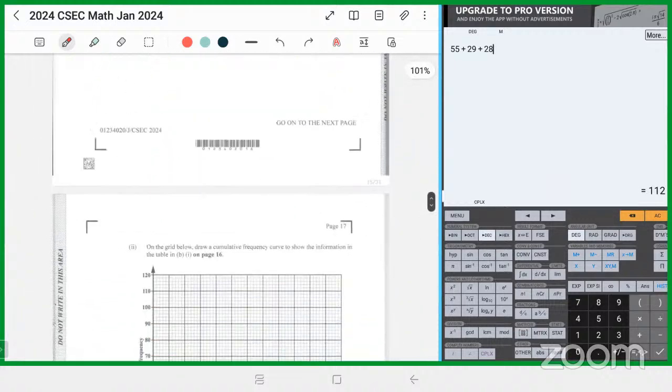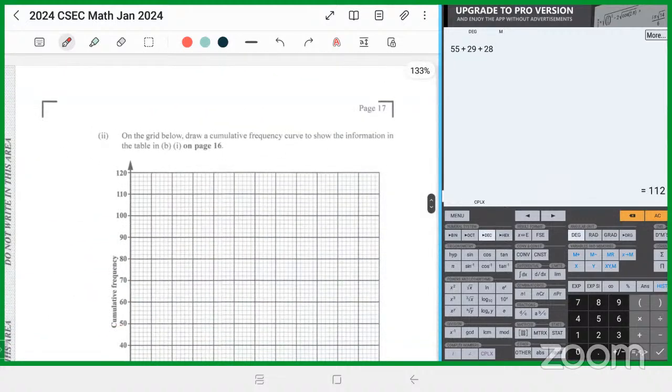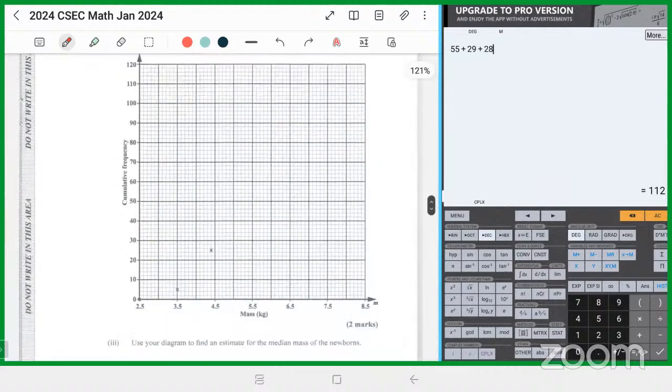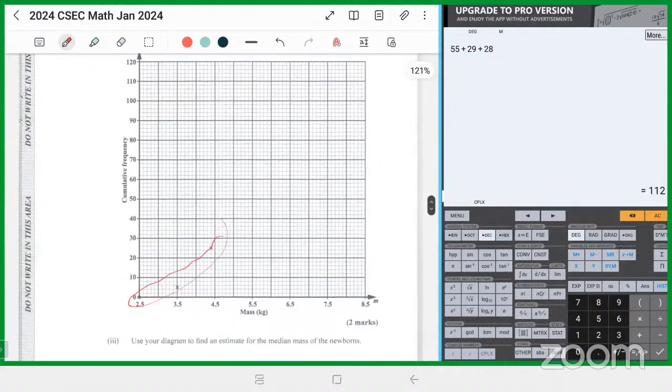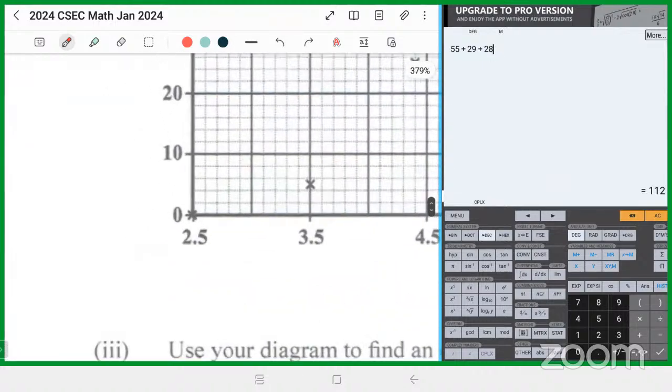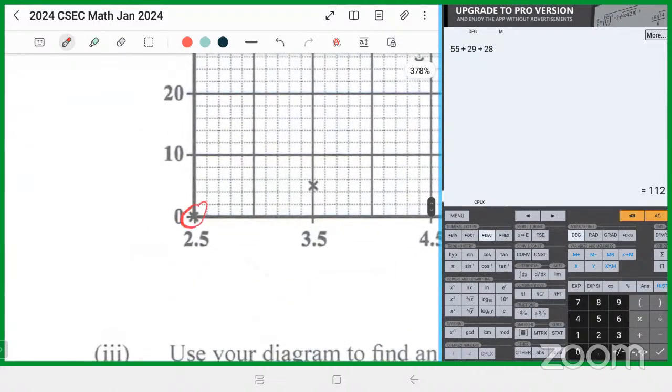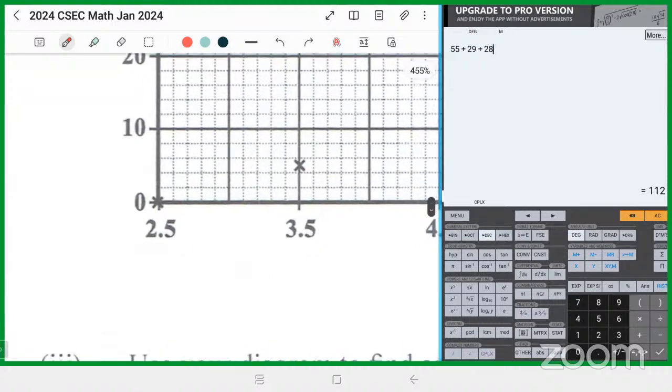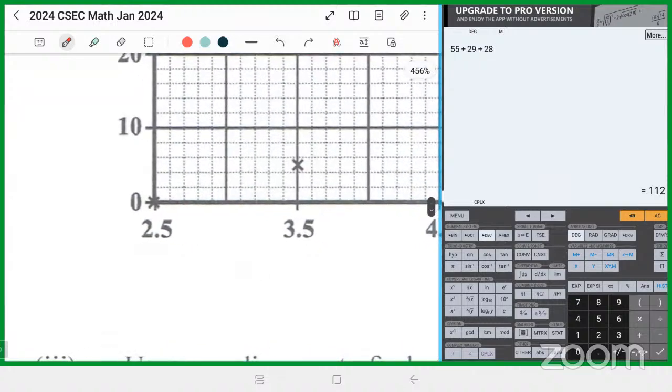The next part now wants us to use the grid below to draw a cumulative frequency curve to show the information in the table. They've actually started it for us with the first 3 points, and this point is not correct because they have it at 2.5. It should really be at 2.6. Let's look at the scale properly. There are 10 lines here between 2.5 and 3.5, so each line is 0.1.